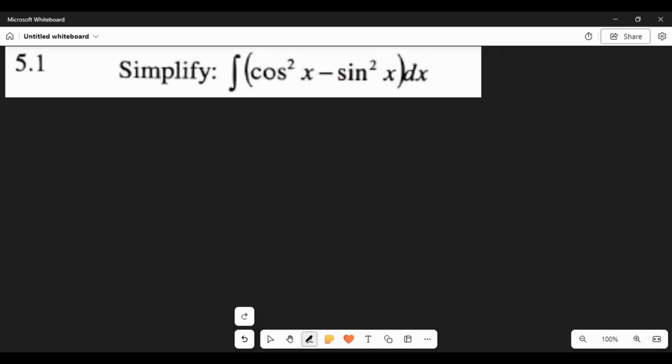Here's 5.1. They want us to simplify here. As you can see, there is a sigma here and dx. Basically, this means that we must integrate the expression that you see here. So before you integrate, you need to simplify this expression. From the word go, I can see it's actually a double angle identity.